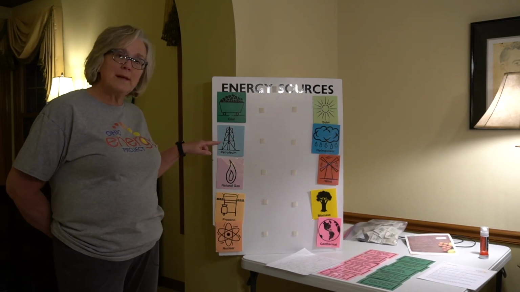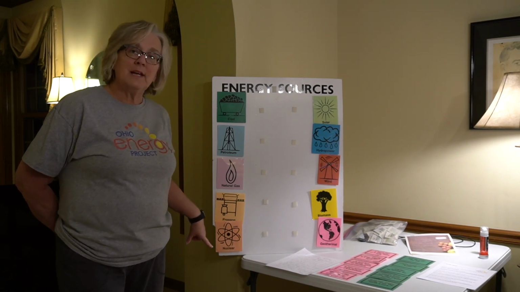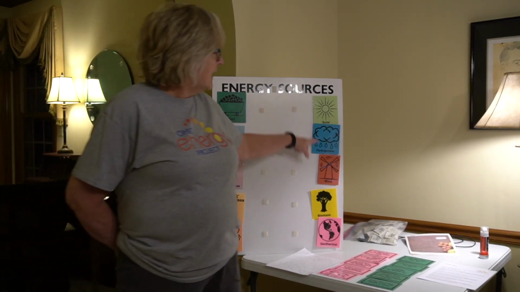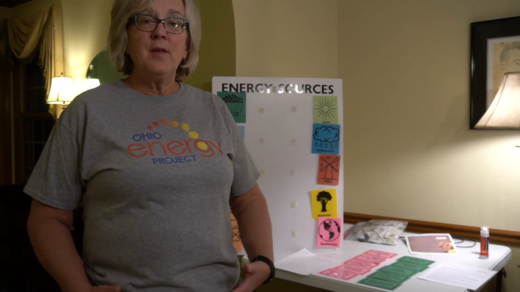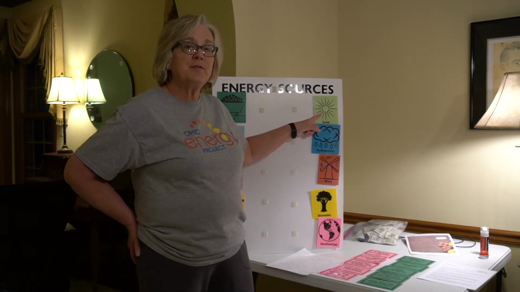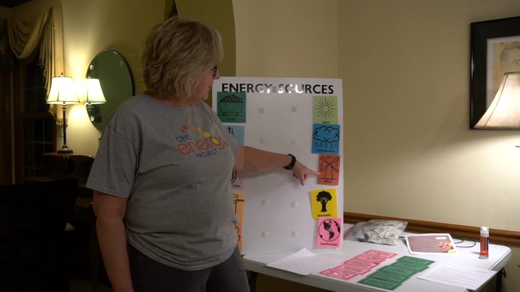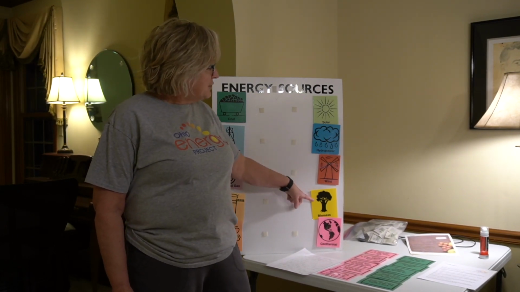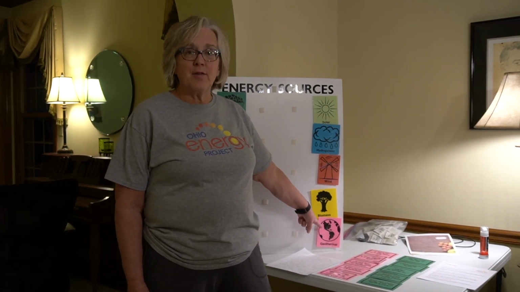So this side of the energy source board are the non-renewable sources of energy: coal, petroleum, natural gas, propane, and nuclear. The right side of the board are, of course, the renewable energy sources. And those are the ones that we can get back time after time. So we've got energy from the sun, energy from water, energy from the wind, energy from biomass, and energy from inside the earth. Now let's review some quick definitions for each of the energy sources.